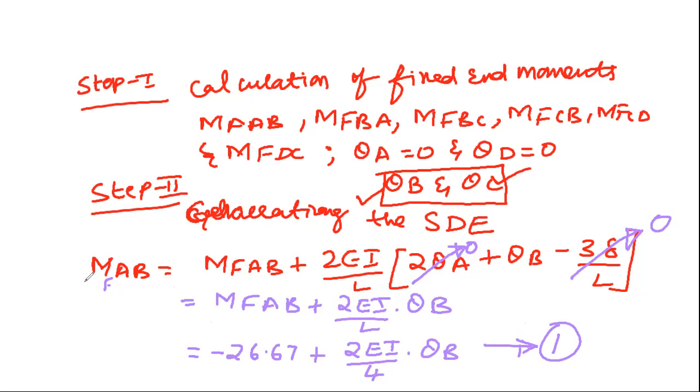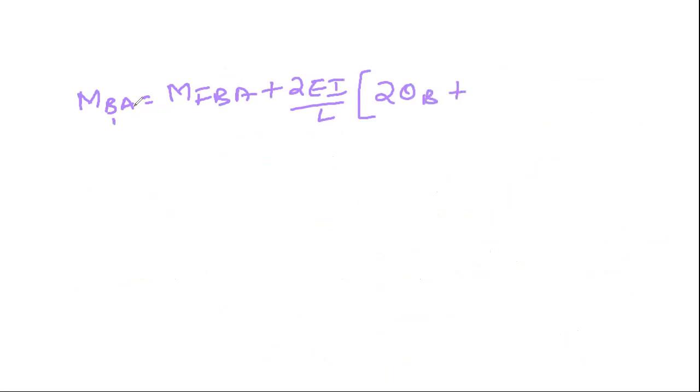So in the first span, MAB is completed, not MFAB. Once you know MAB, next go for the second one, that is MBA. How do you calculate MBA? Now MBA is MFBA plus 2EI by L. I told you to remember 2EI by L: 2 times of first subscript, that is theta B, plus 1 time of second subscript, that is theta A, minus 3 delta by L.